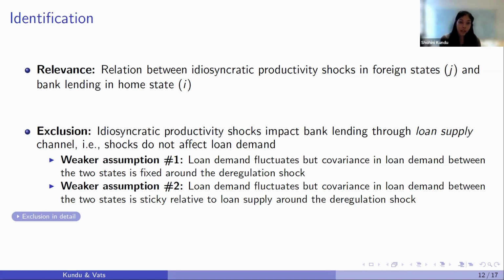But the main point of doing the exploration of what happens if these assumptions are violated is that even if these assumptions are not valid, the estimates are likely to be downward biased rather than upward biased.